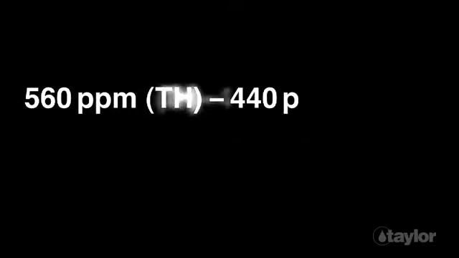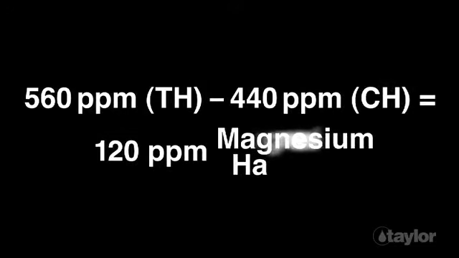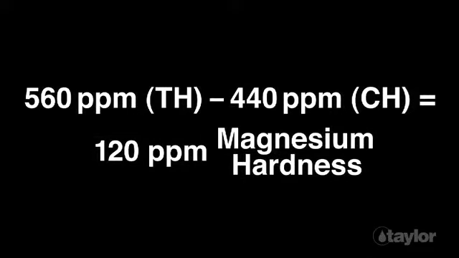For discussion purposes, let's assume we tested a cooling water and found a total hardness level of 560 parts per million and a calcium level of 440 parts per million. In this example, the magnesium hardness would be 120 parts per million. The magnesium hardness is useful to know as at neutral pH levels, it is more soluble than calcium.